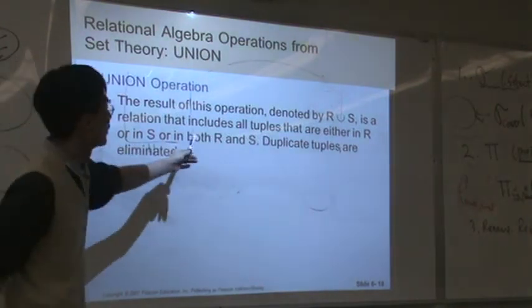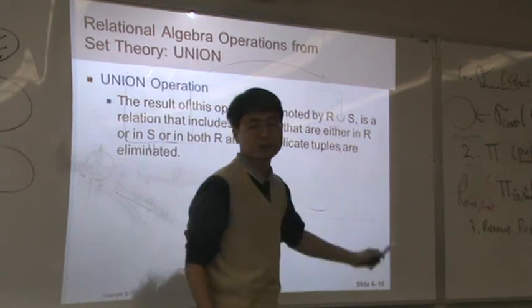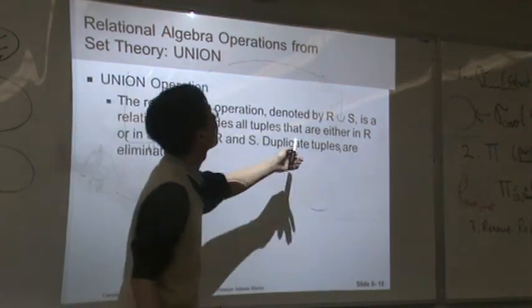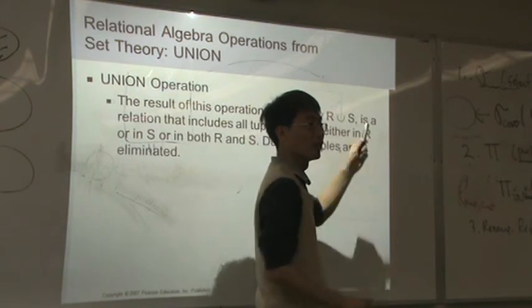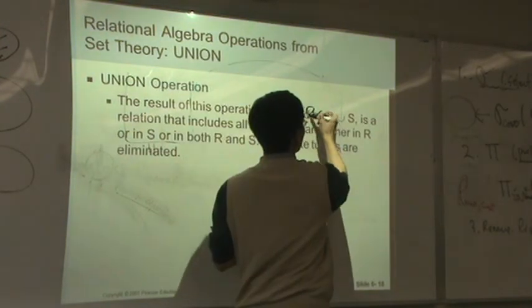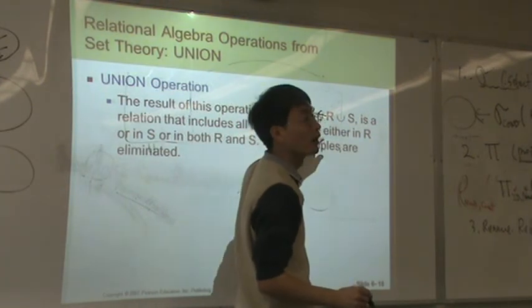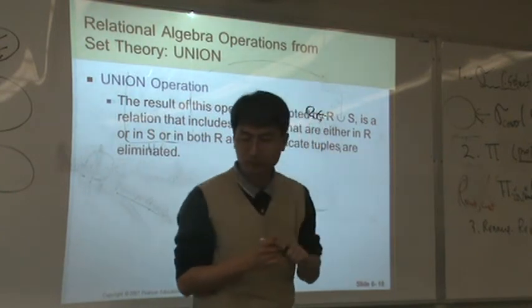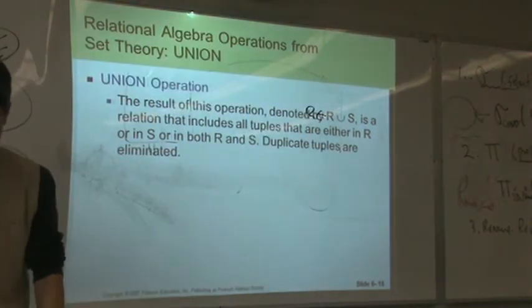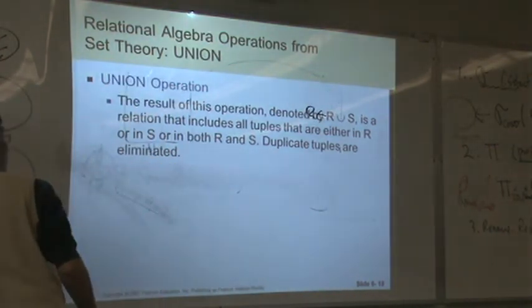So we can use cup as a symbol. What about the output of R union S? It's a relation. Does it allow duplication or not? No, it does not allow. Okay? So duplicate data will be eliminated.